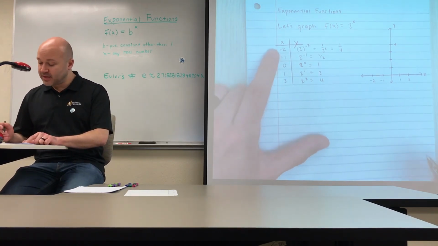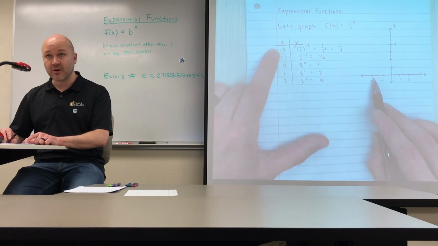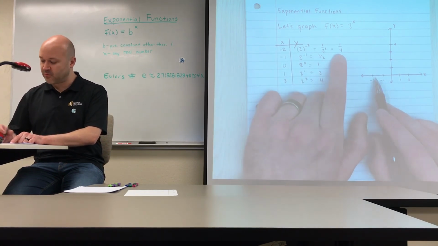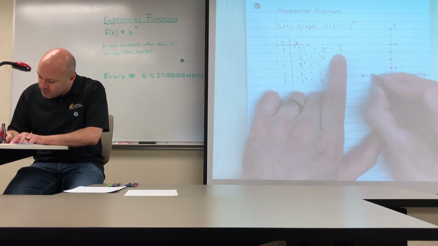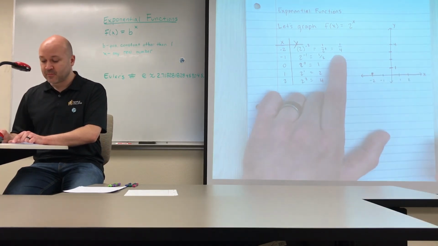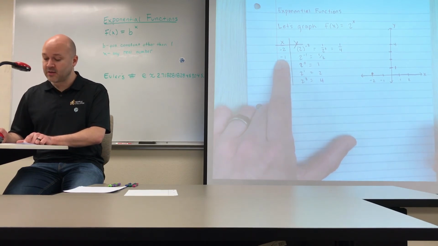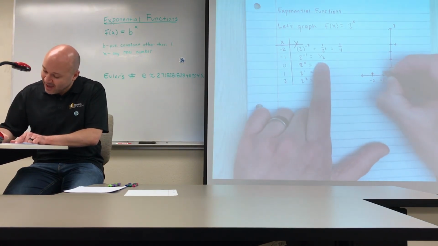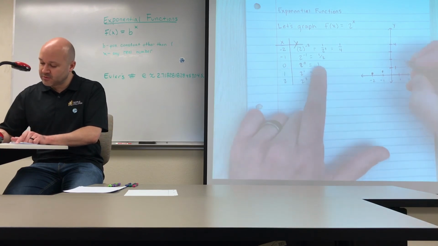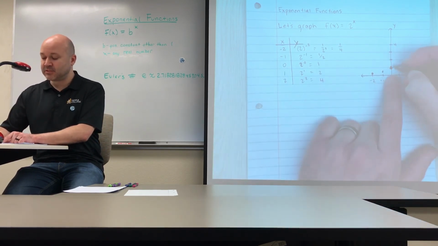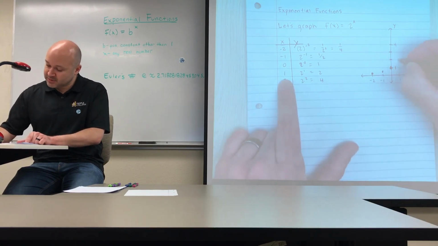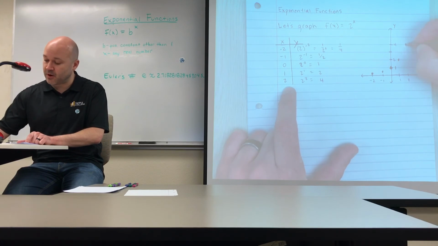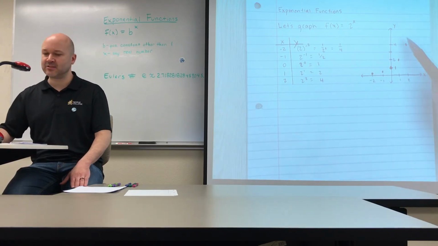If I plug in negative 2, the function will spit out a quarter, 1/4. So if this first tick mark is 1, the quarter is about right there. Negative 1, this function will map it to a half. 0 is going to be 1. That seems to be our y-intercept at (0, 1). 1 maps to 2. And 2 jumps up to 4. And I think I see this shape here.